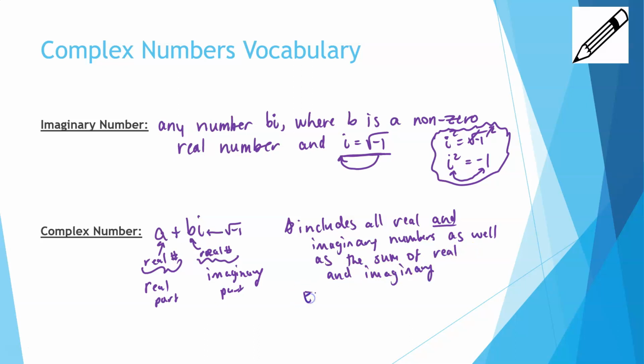Okay, so again, for example, 5 is considered 1, negative 3i is considered 1, but so is 6 plus 2i and 4 minus 3i. Okay, so those would all be considered real and imaginary. Or, sorry, those are all considered complex numbers.